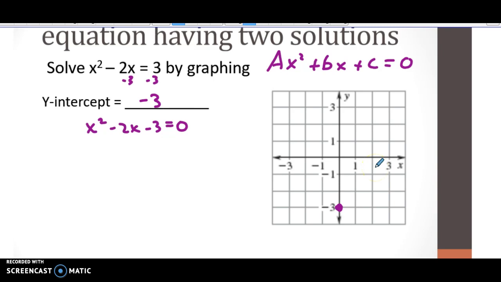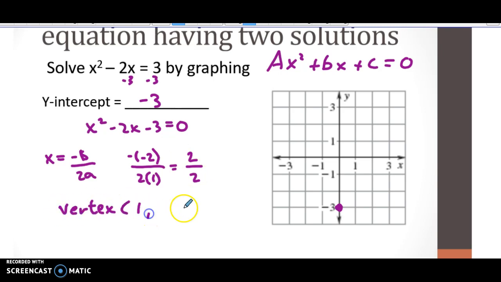And now let's go ahead and find our vertex. Remember that for our vertex, I can start by finding the x-coordinate of my vertex by doing -b over 2a. So in this case, -b would be -2 over 2 times a. And in this case, remember my a is 1. So -2 would be +2, 2 times 1 is 2, and 2 divided by 2 is 1. So for my vertex, my x-coordinate is going to be 1.